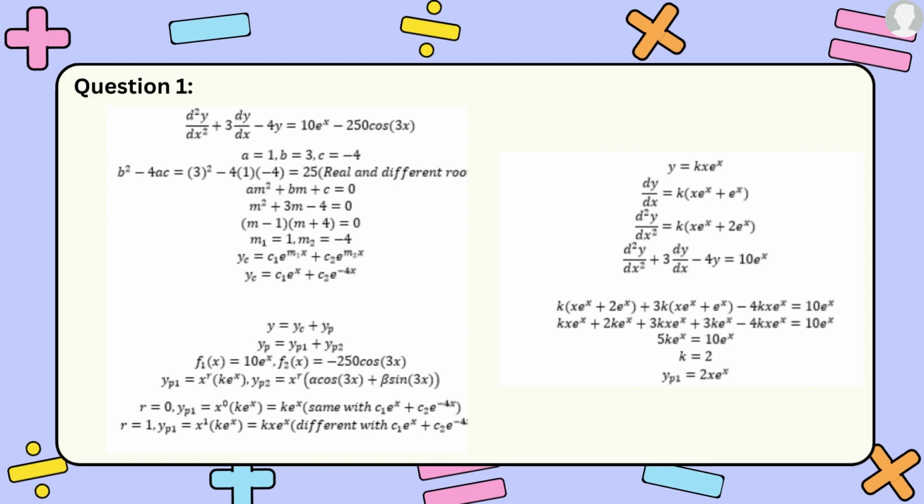So we find the complementary function yc is equal to c1 e^(m1x) + c2 e^(m2x). So we plug in the values of m1 and m2 into yc. So we will get yc equals c1 e^x + c2 e^(-4x). Next, we will use y equals yc plus yp, complementary solution plus particular solution.